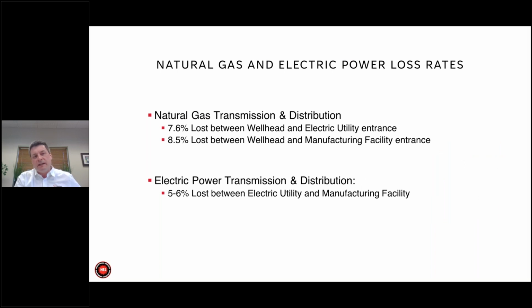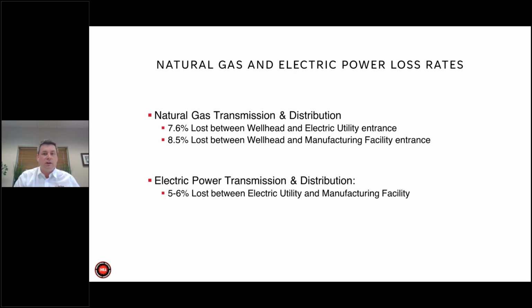Another thing to keep in mind is natural gas and electric power loss rates. If I have a natural gas utility, I'm going to lose from the wellhead to the electric utility entrance. There's going to be 7.6% of the natural gas in that pipeline going to vent to the atmosphere somehow through a leak or something else. That's pure methane that's not been burned off. So that has a global warming potential of 25 times the electric utility emitting it in the form of CO2.